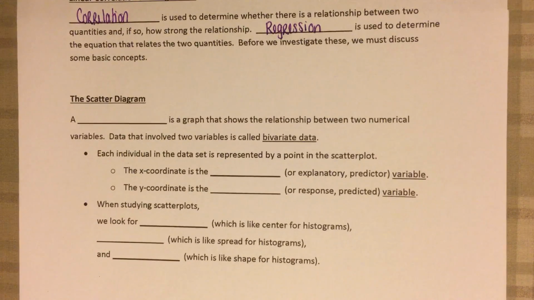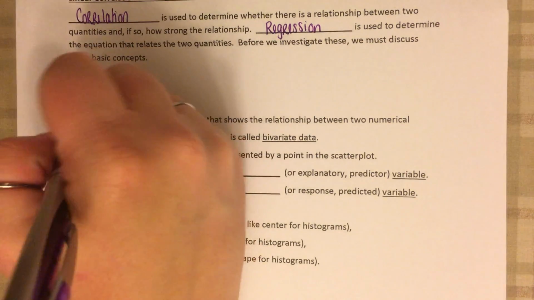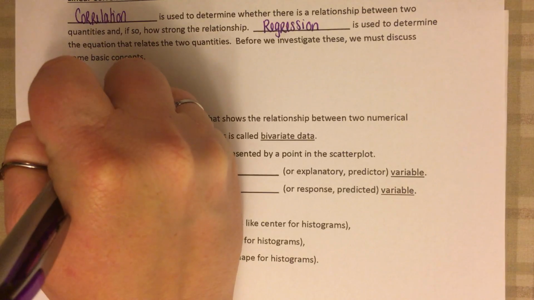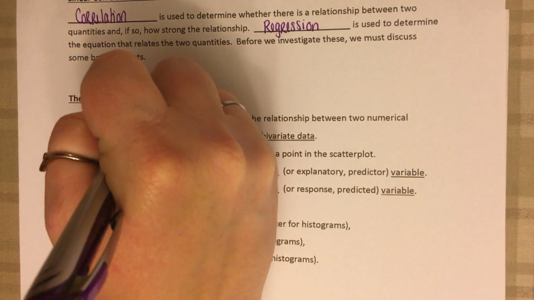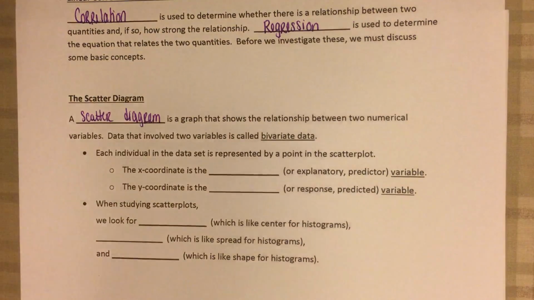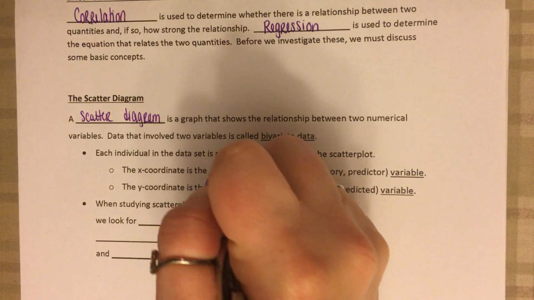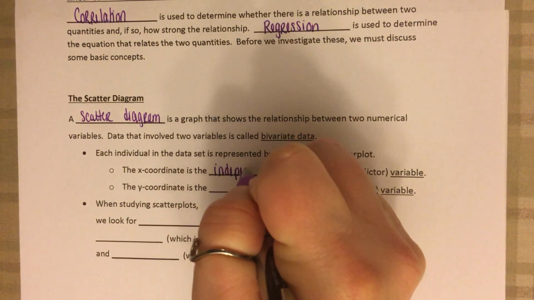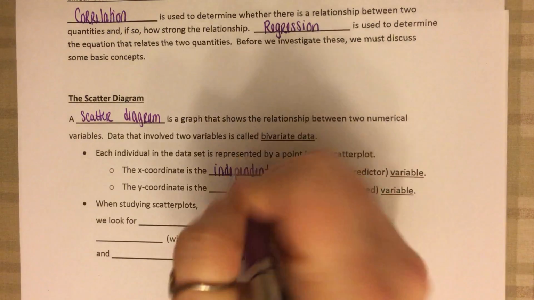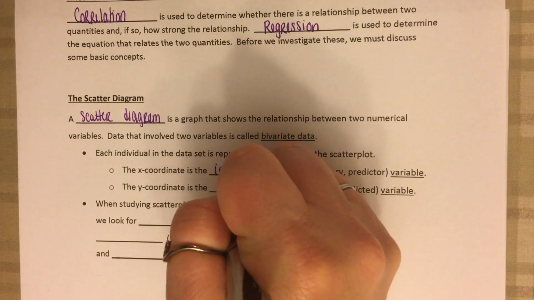Before we get started with all of that, we're going to talk a little bit about scatter diagrams. A scatter diagram is a graph that shows the relationship between two numerical variables. Data that involve two variables is called bivariate data, the prefix bi meaning two, so we're comparing two different variables together. The x-coordinate we're going to refer to as our independent variable, and our y-coordinate is going to be our dependent variable.